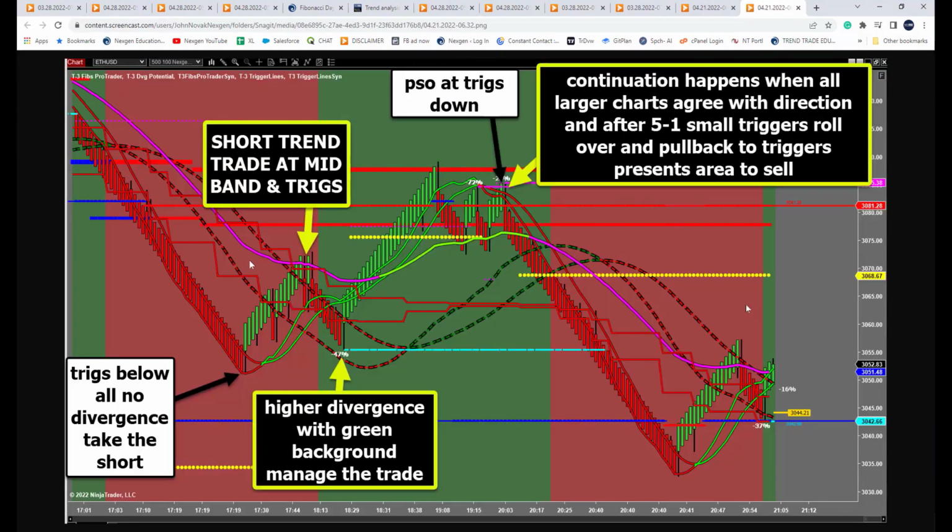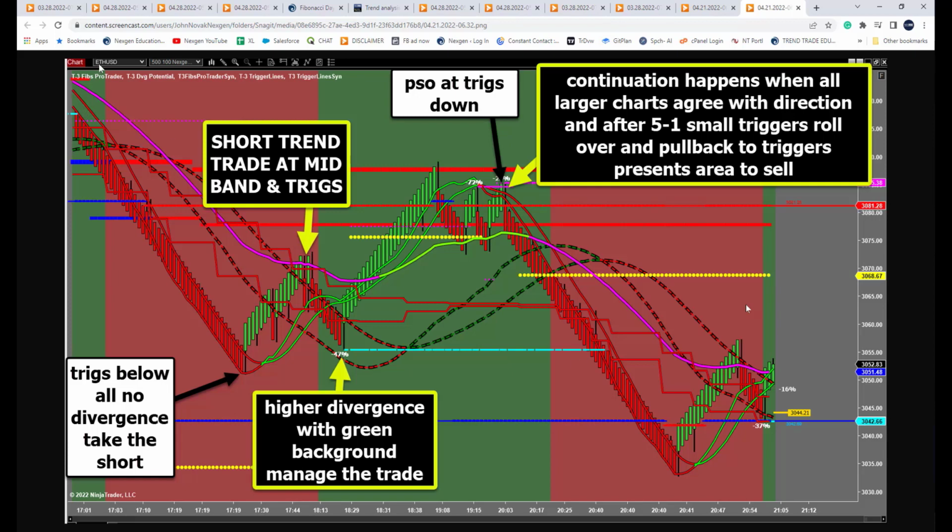So look, here's another example of the same thing. Market's going down, you're going to sell the midband, no doubt about it. You're going to recognize a higher divergence that closes above the triggers, and the small triggers are inside the large, so you're going to get out. No harm done. And then you're going to be like, oh, I wanted to go short, and it goes up to a fib. Instead of trying to sell the fib, which could break when the triggers are going up, you're going to wait for the triggers to roll over, and then whatever happens over here, you're going to get short and take it to the downside.